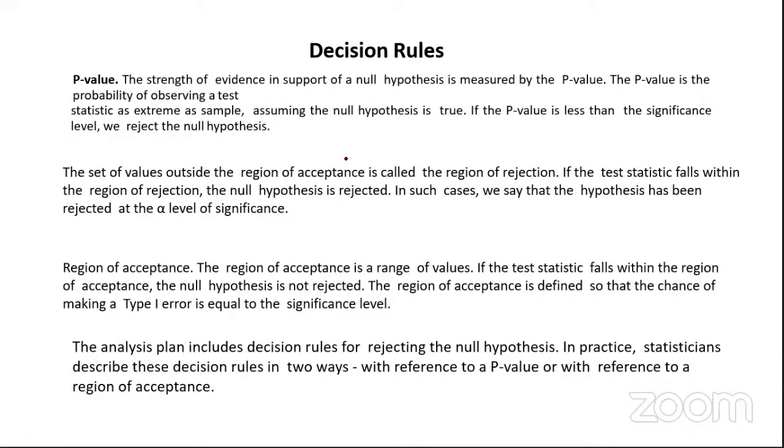Now, the rule of the game says that the strength of evidence in support of a null hypothesis is measured by the p-value. The p-value is the probability of observing a test statistic as extreme as the sample, assuming the null hypothesis is true.